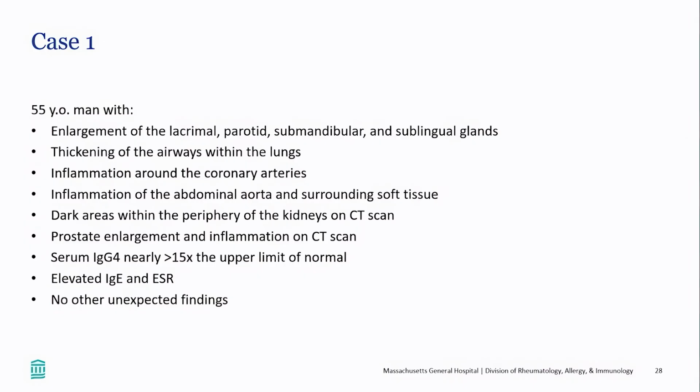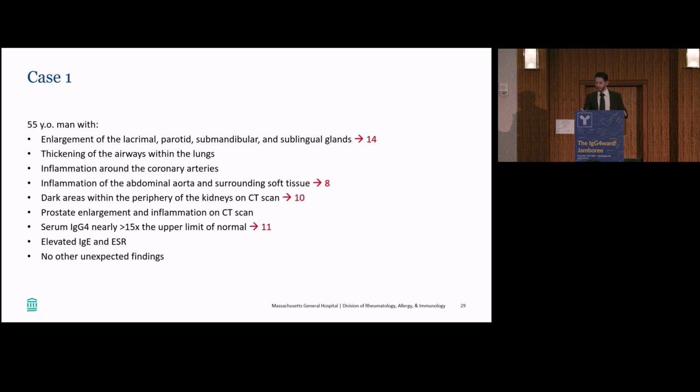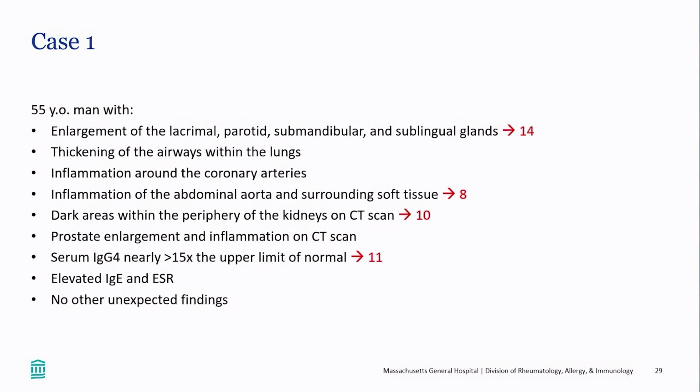Serum IgG4 is nearly 15 times the upper limit of normal. The ESR and the IgE are elevated, and there's no other unexpected findings that have come up as we've evaluated the patient. So let's apply the classification criteria to this patient. Here are the number of points that he gets for the different manifestations. Note that not everything gives him points. There are things on here that are very consistent with IgG4-related disease that he gets no points for. Keep that in mind when we think about how we apply the classification criteria to people who don't have the most typical presentations. If you sum up those points, 43.